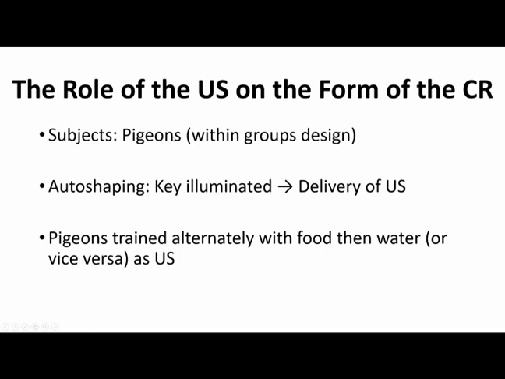Our subjects are pigeons, and they specifically used a within groups design so that they could be more sure that the birds were adjusting their behavior, as opposed to one group being different from the other. And they used an auto-shaping procedure, where, as we've talked about, when a key is illuminated, when a light comes on in one of these boxes, pigeons have a tendency to peck it, especially if that key comes on just before the delivery of an unconditioned stimulus. Now, our unconditioned stimuli were going to be food and water.